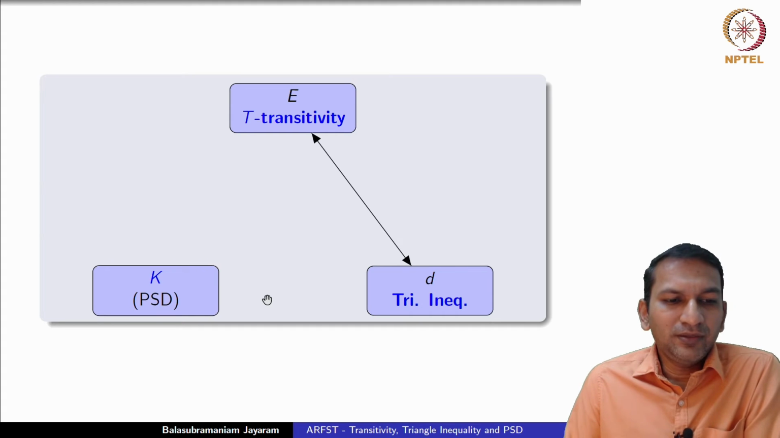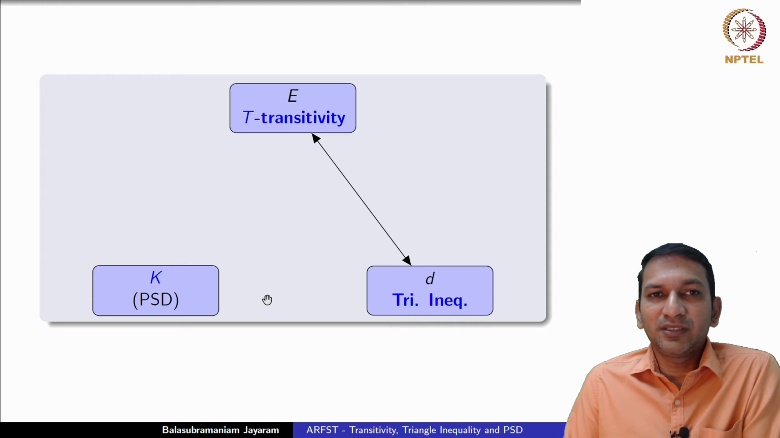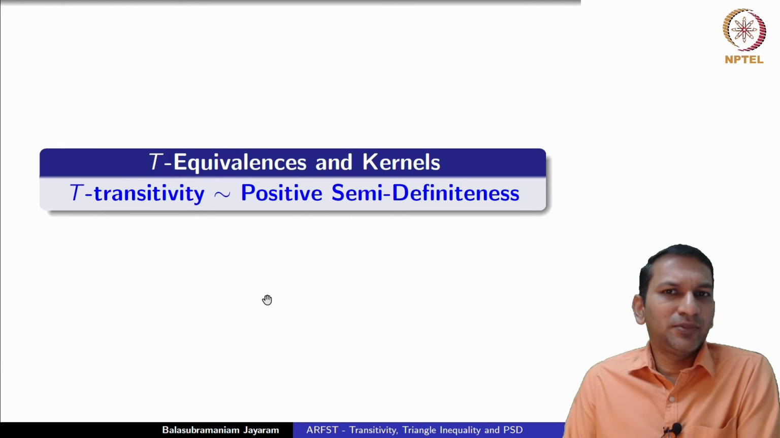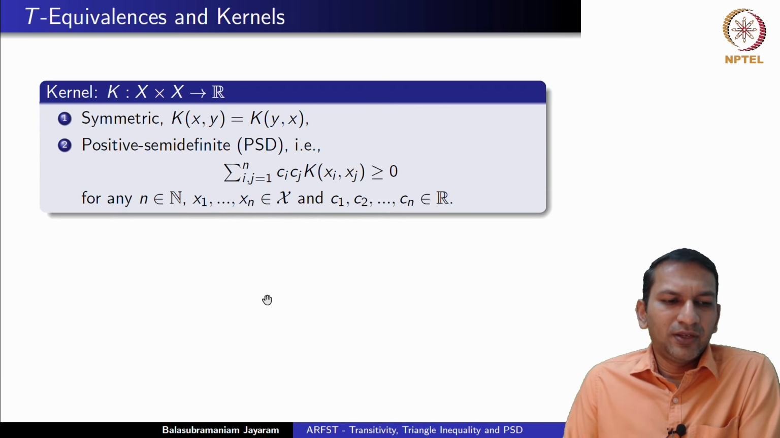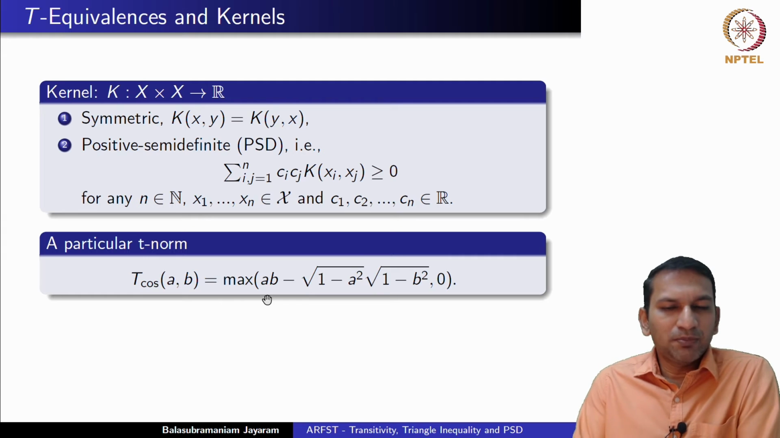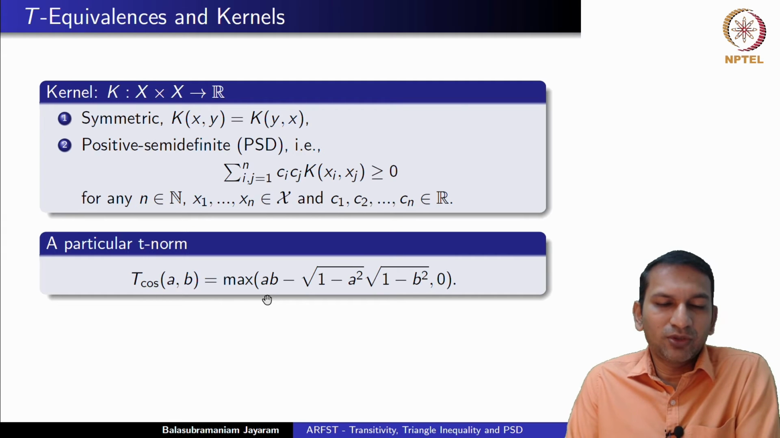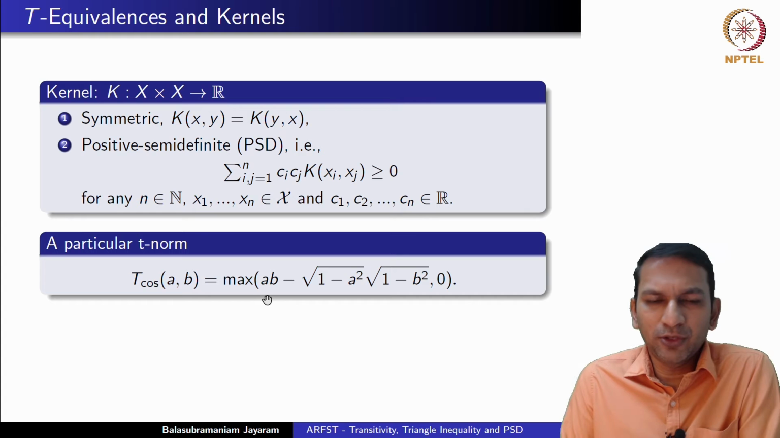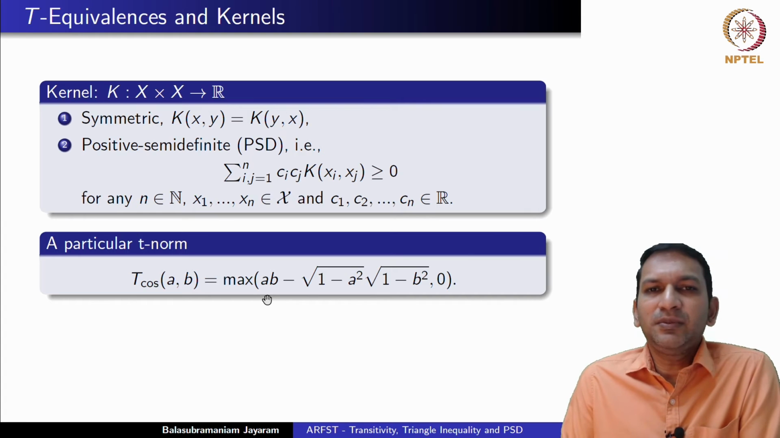Now what about T-transitivity and positive semidefiniteness? Are there some correspondences? Let's look at them now. Recall, this is the definition of kernel. Let's look at a particular T-NOC. It is called the T-cos T-NOC because of the generators. We will not get into the nomenclature, but this is a particular T-NOC.